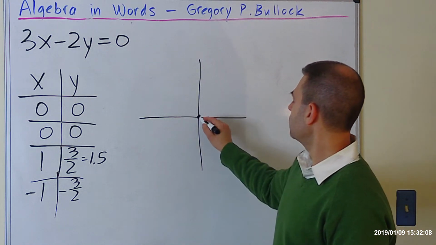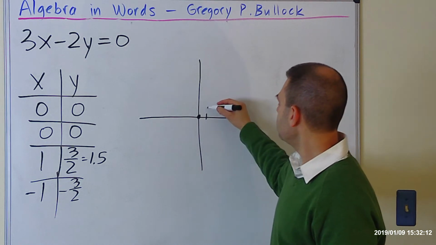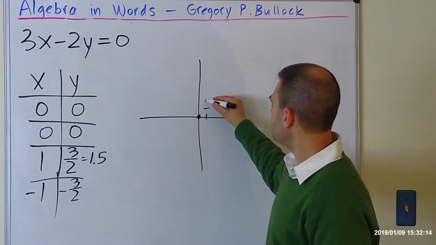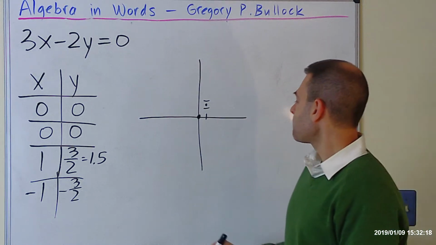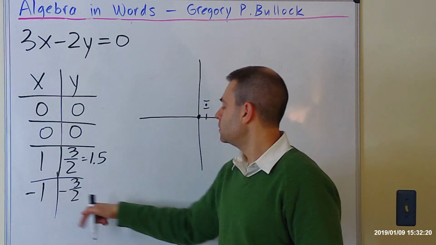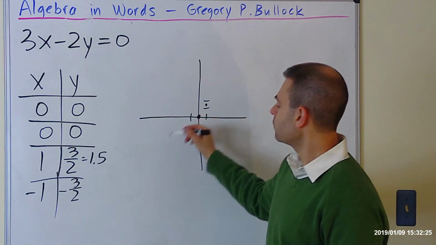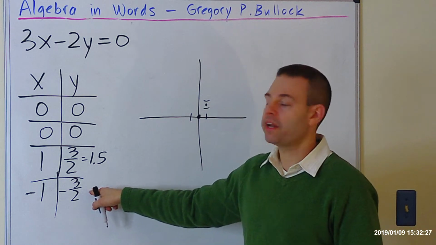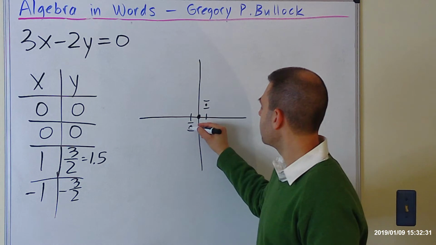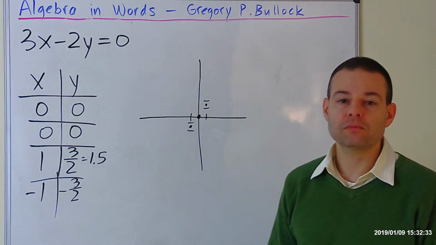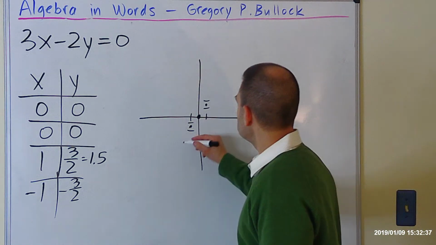So starting here, let's go over 1 unit for 1, and then we're going to go up 1, and if that's 2, a half would be 1 and a half would be right there. And then let's look at the third point. Starting at the origin, when we have negative 1, that would be here, and we're going to now go down 1 and a half units. Down 1, this would be 2, and a half would be right there. Let's analyze those points. Do they seem to fall in line? I'd say so, yeah.